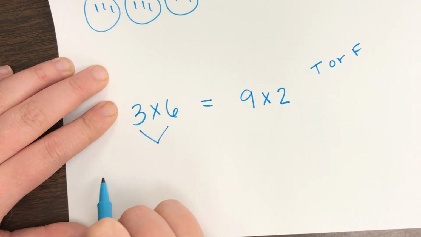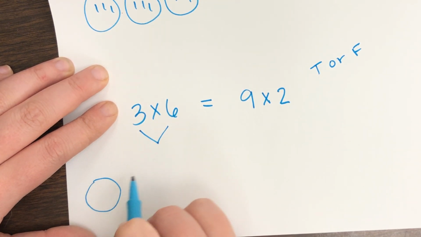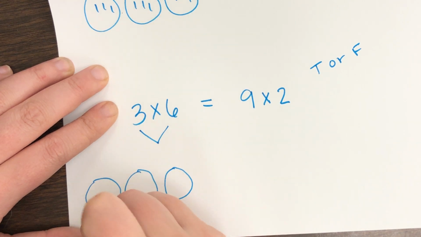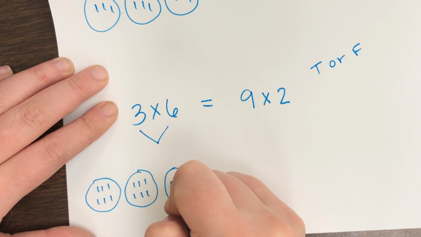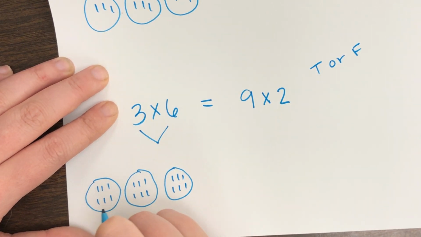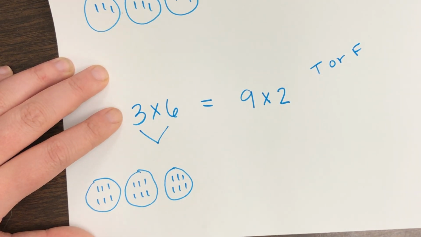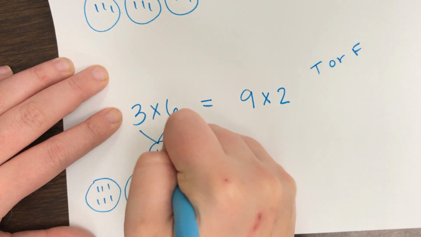3 times 6. For multiplication, we do 3 groups, and we put 6 in each group to get our answer. 6, 1, 2, 3, 4, 5, 6, 1, 2, 3, 4, 5, 6. Same thing as 6 plus 6 plus 6. And if I counted up all of these, I would have 6 here, 7, 8, 9, 10, 11, 12, 13, 14, 15, 16, 17, 18. So this side would equal 18.